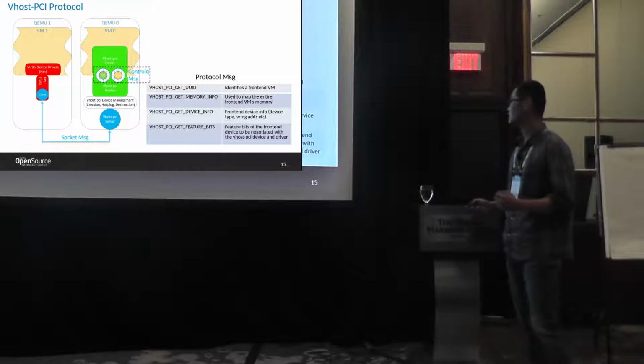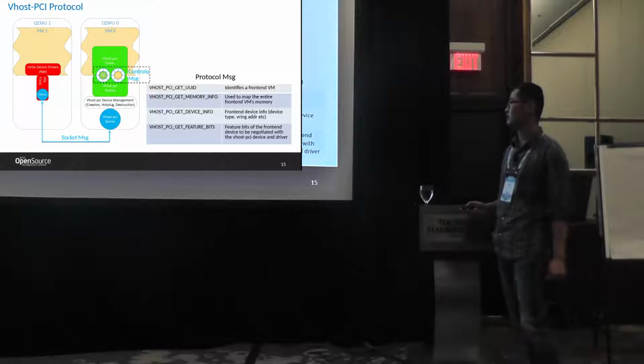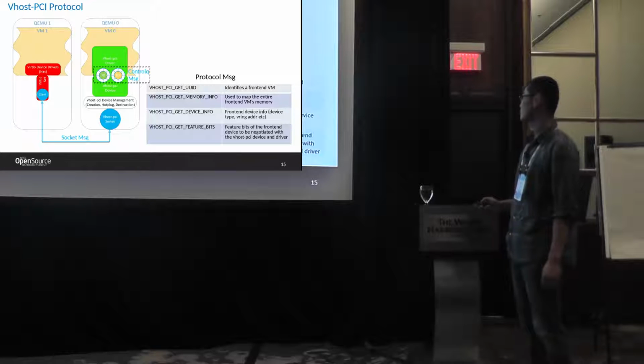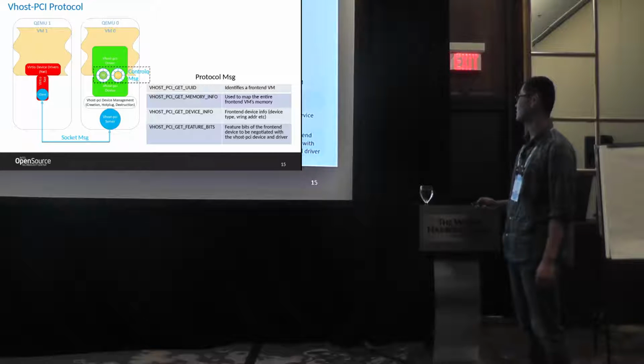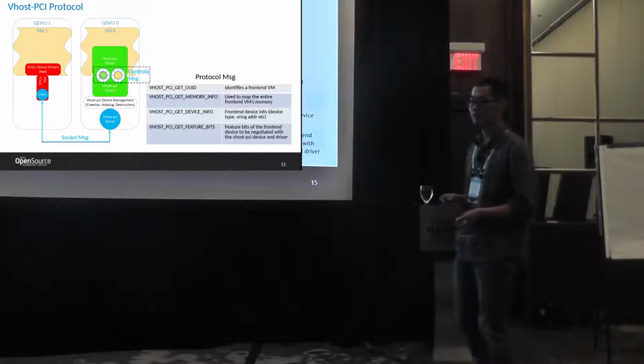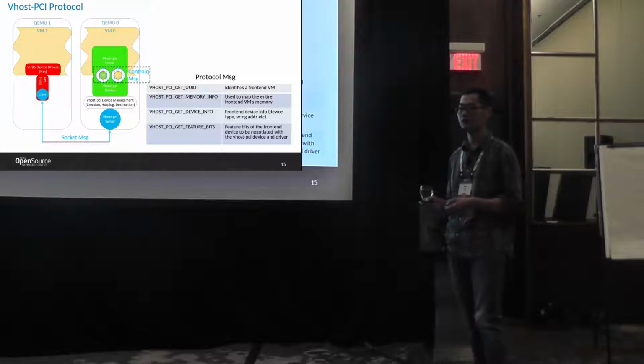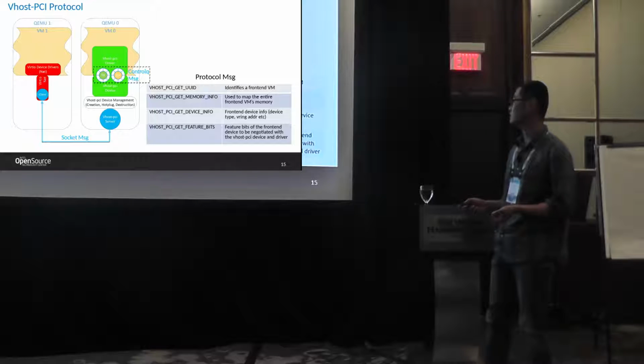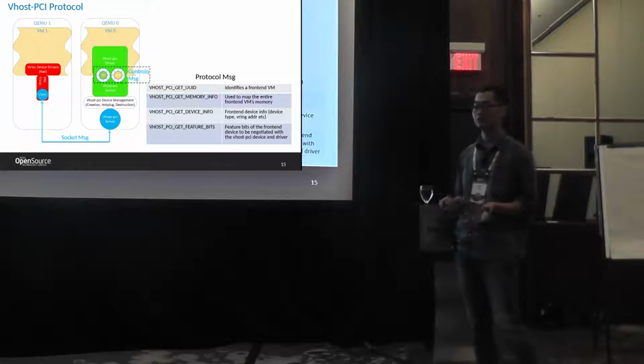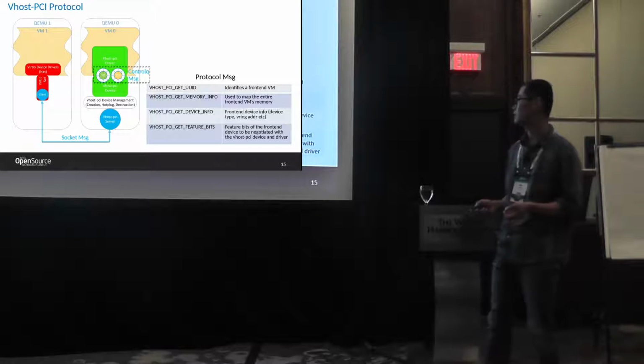The third one is about the device info. It's also transmitted by the client to the server. This info includes things like a device type, which specifies if this is a virtio-net front end or virtual block, virtual console, and so on. And it also contains the vRing address so that the front end can copy the packets to the correct place while accessing the vRing. And the last one is the feature bits.